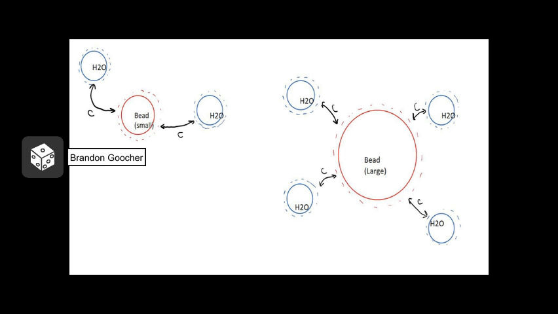The system schema shows that beads and water are in their own system. When collisions occur, there is a transfer in momentum. Since the larger beads have a greater surface area, they experience a greater transfer in momentum due to an increase of collisions compared to the smaller beads.